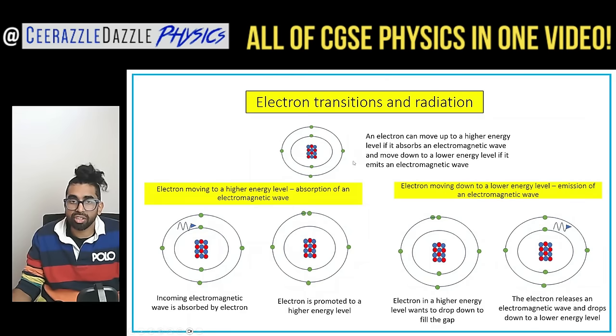Electron transitions and radiation. So let's say we have the atom over here. First of all, an electron can move to a higher energy level. It can go from this one over here upwards over there if it absorbs an electromagnetic wave. So I've drawn it over here. We have this electron over here, and an electromagnetic wave can come in. This electron can absorb the energy of this electromagnetic wave and move upwards to a higher energy level. So there we go, the electron is promoted to a higher energy level. And by reverse, let's say you had an electron at the top right now, but it wants to go back down. Obviously, it drops back down to this lower energy level, releasing a corresponding electromagnetic wave.